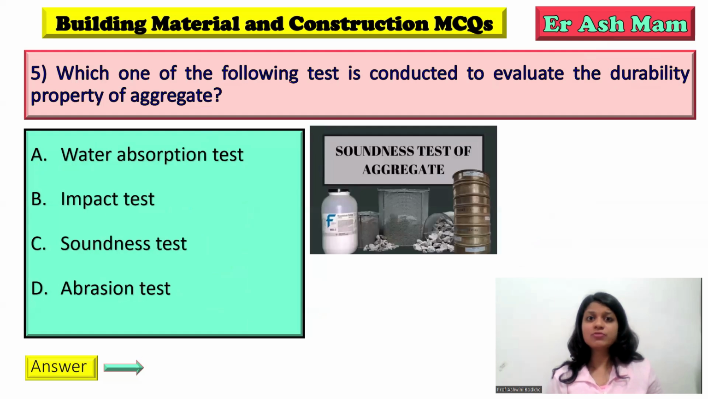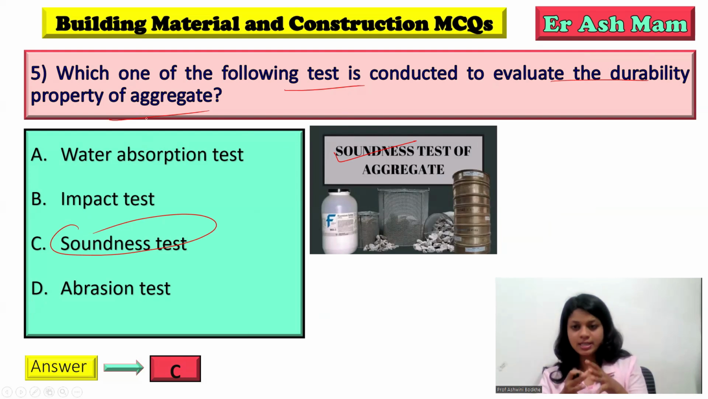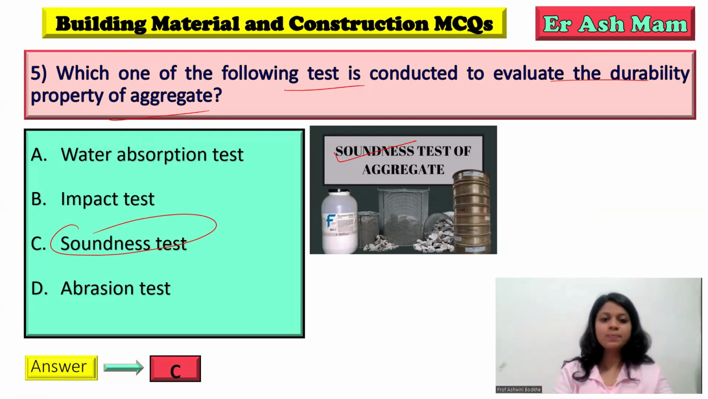Next one is, which one of the following tests is conducted to evaluate the durability property of aggregate? The answer is C, the soundness test of aggregate. The soundness test is used to evaluate the durability property of aggregate. If the aggregate is sound, it means it is durable. If it is unsound, it means it is not durable.